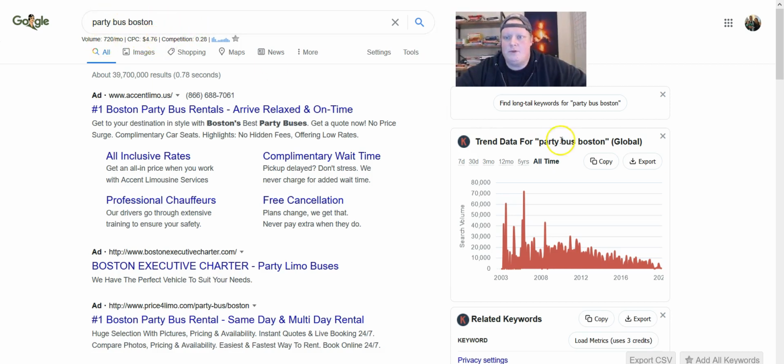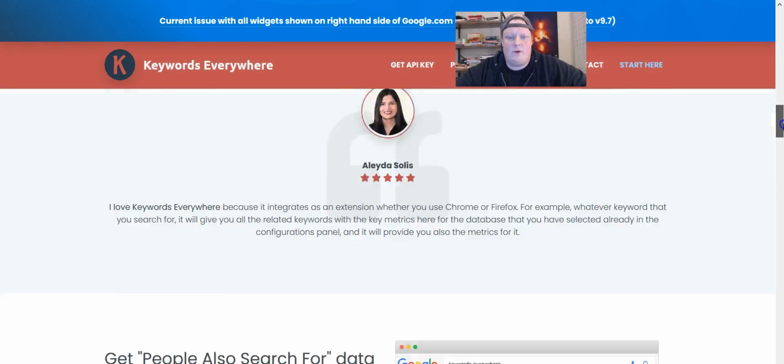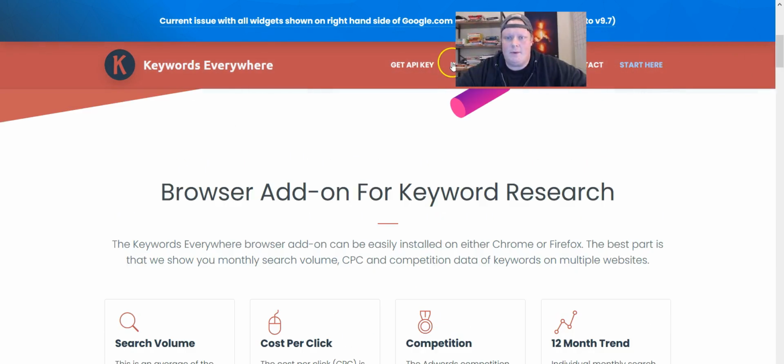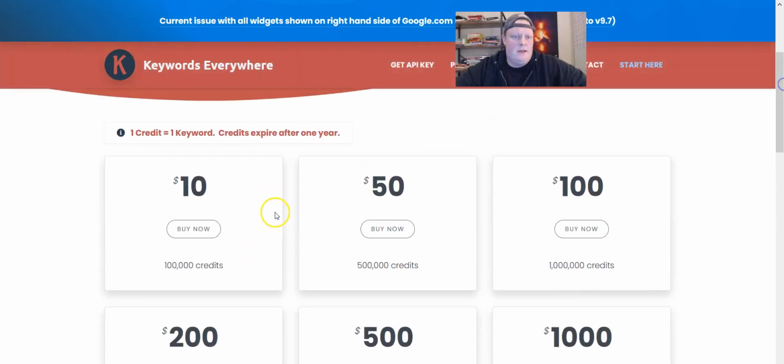So real quick, I'm using a tool here called Keywords Everywhere. It's a free plugin to download, and then you buy credits in it. The credits are dirt cheap. I want to say, actually, I don't even know what they are. They're dirt cheap though. Yeah, $10 gets you 100,000 credits. I think I put $100 in here last year, and I haven't touched it since.